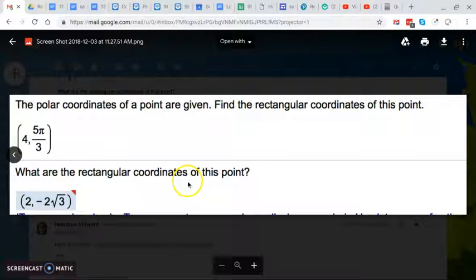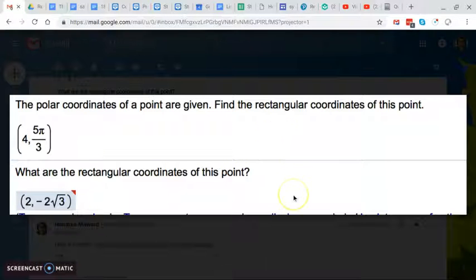So I hope that helps with that one. This is number 13 on the sample.